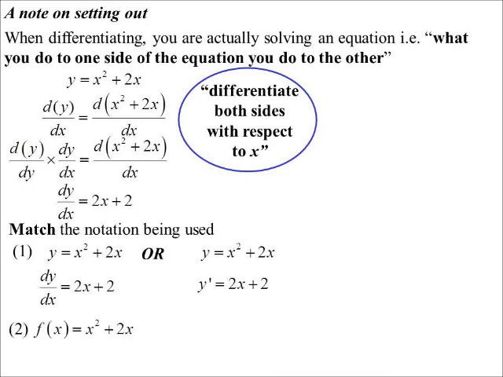If they said f(x) is equal to x squared plus 2x, then I'm not going to write y dash or dy/dx. That's when I'd go f dash x is equal to 2x plus 2. So I'm matching the notation that they're using. And then the other one, d/dx of x squared plus 2x, simply just has an answer. So it's 2x plus 2. So that's just a note on the setting out there.